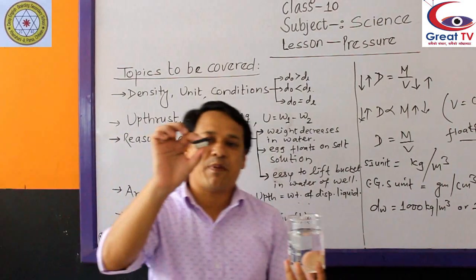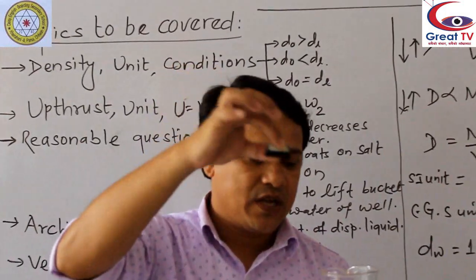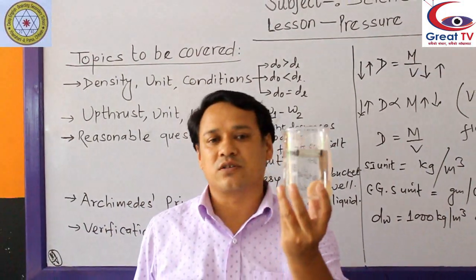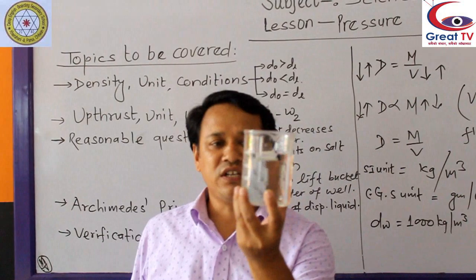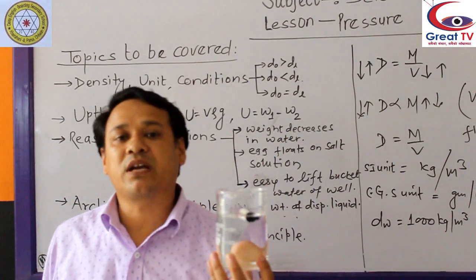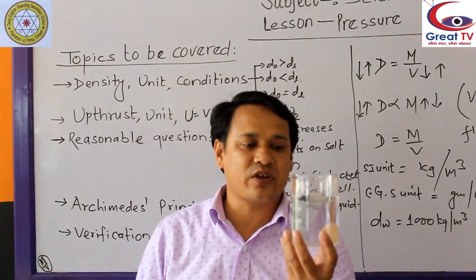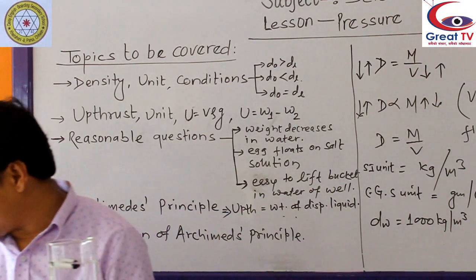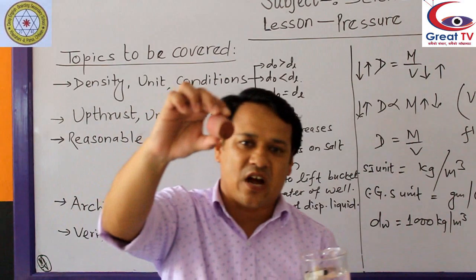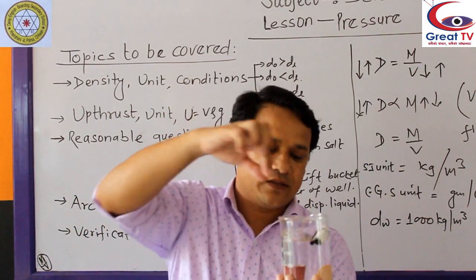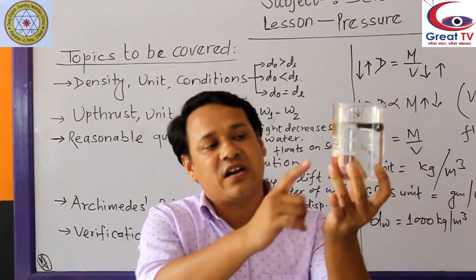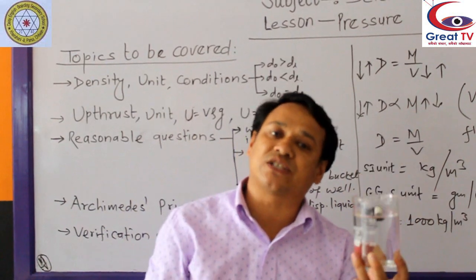This is a plastic cap. Put it here. Now it floats. We can see this lid floating because the density of plastic is less than water. That's why it floats. But in the same case, if we put this object here, look, it sinks. The density of that object is more than water, so it sinks.